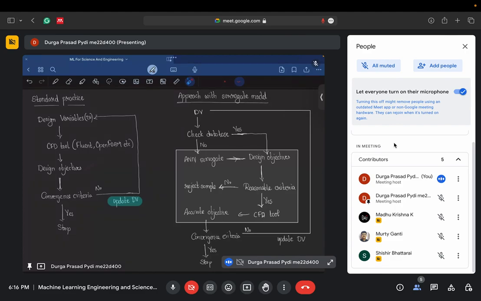The only problem with this approach is if you are using a tool like Fluent or OpenFOAM, depending on your mesh size, this can take from an hour to sometimes even days, depending on the problem you are trying to solve. This can actually take much longer.